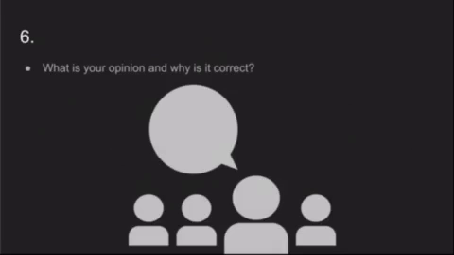For tip number 6, the argumentative essay will be asking you what is your opinion and why is it correct. You want to show the readers that you have a strong opinion and that you're able to support it using information and details.